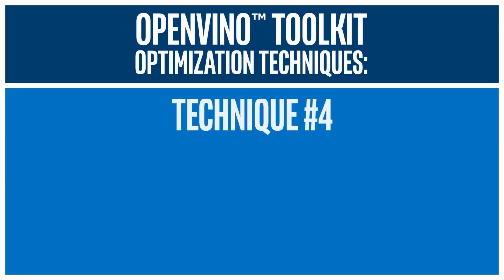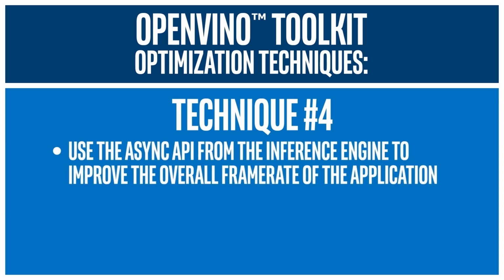The fourth technique is to use ASYNC API from the Inference Engine to improve the overall frame rate of the application. It executes a request asynchronously and waits until it is ready when the result is actually needed. It continues doing things on the host while the hardware accelerator is busy.